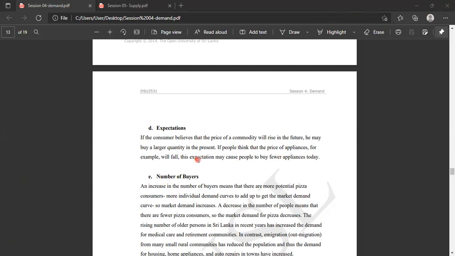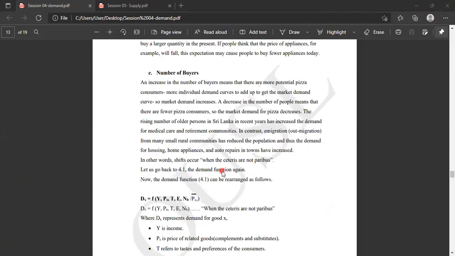Now see the number of buyers, another determinant of demand. An increase in the number of buyers means that there are more potential pizza consumers. That means more individual demand curves to add up to get the market demand curve. So market demand increases. A decrease in the number of people means that there are few pizza consumers, so the market demand for pizza decreases.